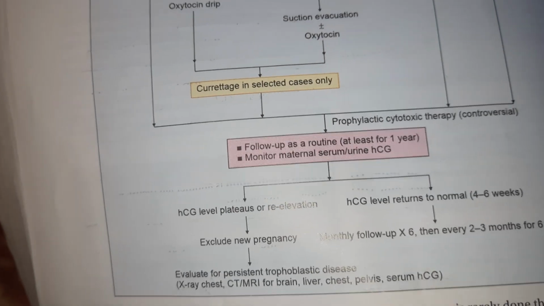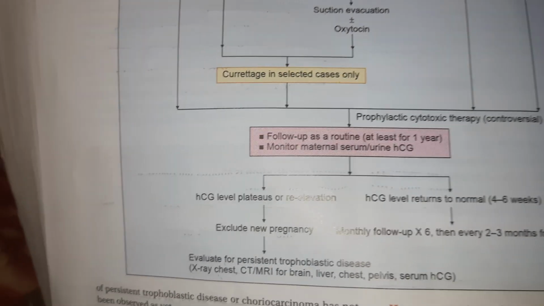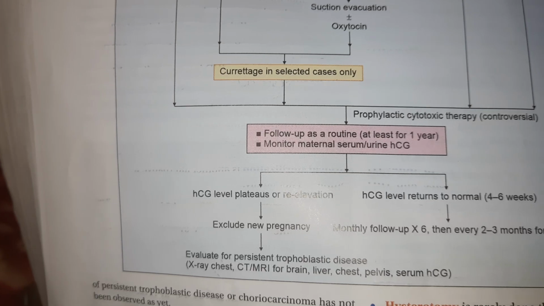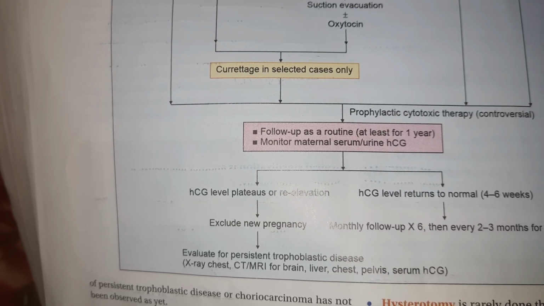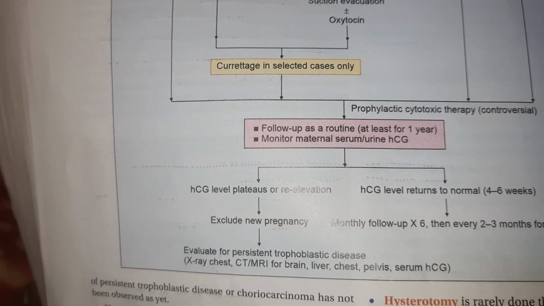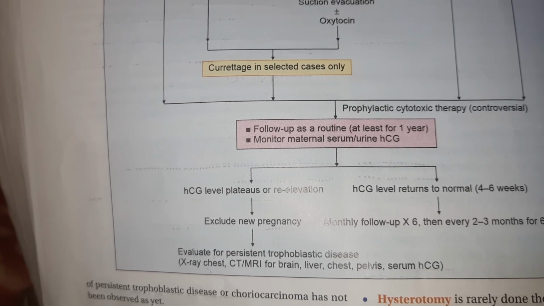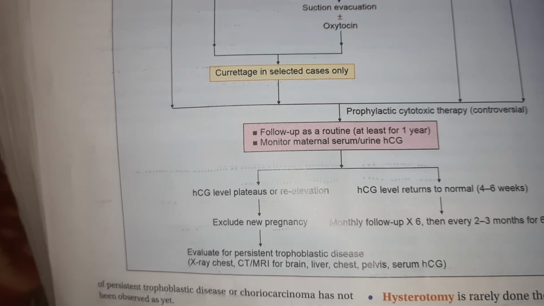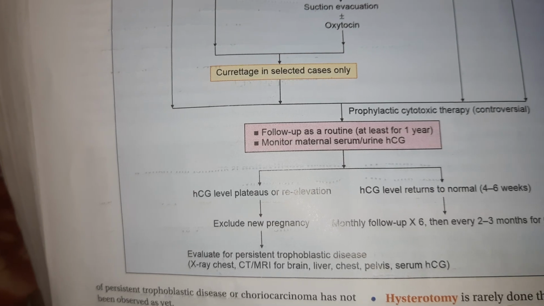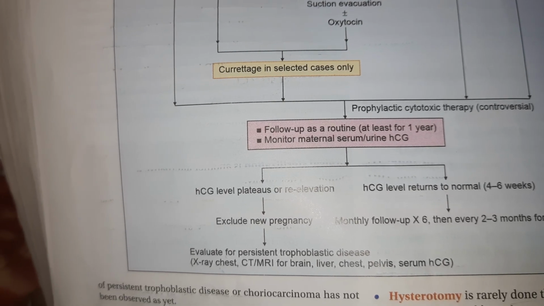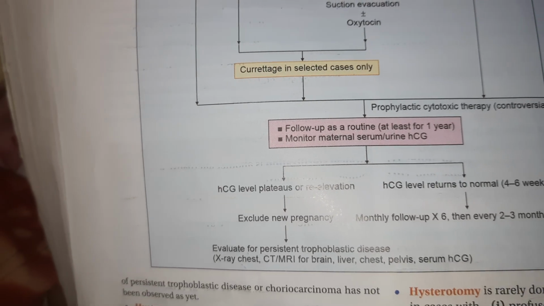And what are the unfavorable manifestations? Persistent ill health, irregular vaginal bleeding, and continuing amenorrhea, appearance of respiratory symptoms, subinvolution, appearance of secondary metastasis in the vagina, chest radiograph showing a cannonball shadow, and HCG titer remaining elevated. So that's all.